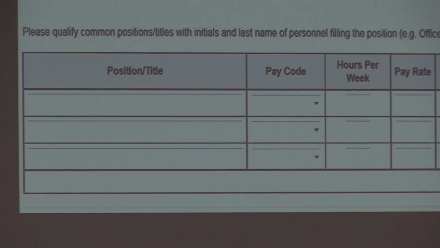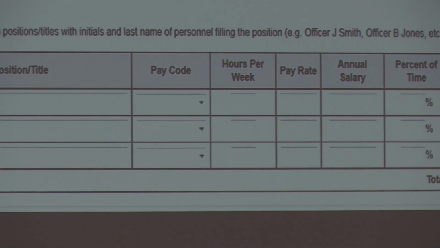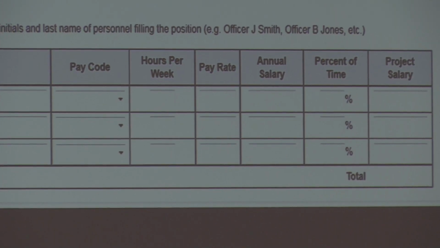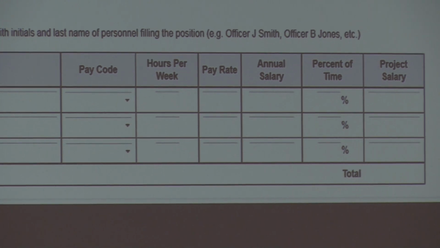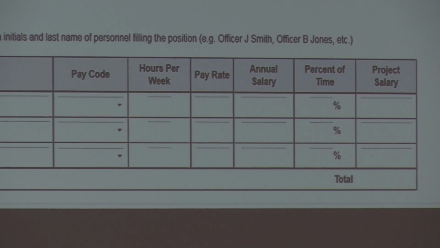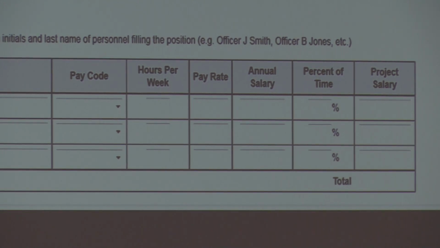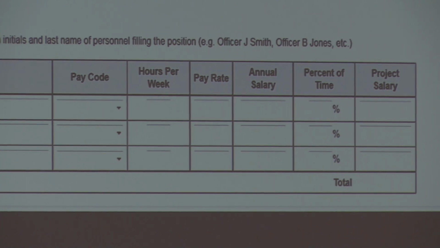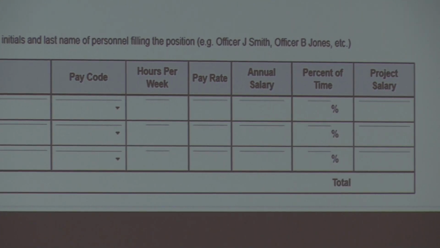Then, right here where it has pay code, very important. This is how your agency, how your organization gets paid. How do they get paid? When you click on the drop down, they may get paid monthly, bi-weekly, hourly, semi-monthly, like we're a state agency. Whatever is applicable to your agency or your organization.